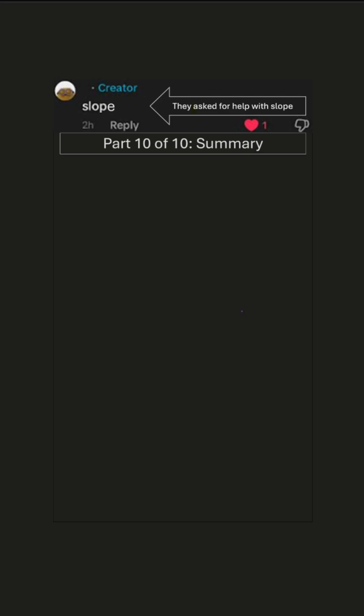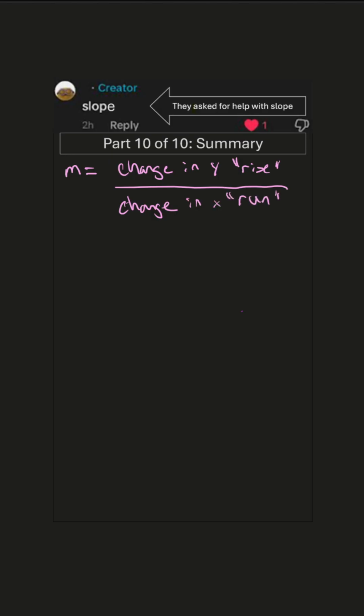Here's everything you need to know about slope. So the formula for slope, we call it m. m is the change in y, or we call that the rise, divided by the change in x, which we call the run. Now there's different types of slopes. If your slope looks like this, then the slope m is positive. If it looks like that, it's negative. If it looks like this, it's 0. And if it looks like this, it's undefined.